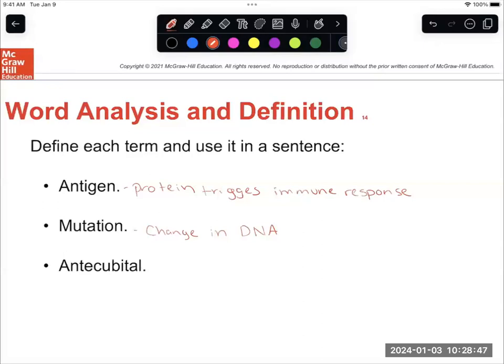Antecubital is where blood is drawn. It's that front of that elbow. And there's some veins that run through there where blood is usually drawn from. Resistance, another word here. Resistance is the ability of an organism to withstand the effects of that antagonistic agent. So your body's ability to fight off and you don't get sick.